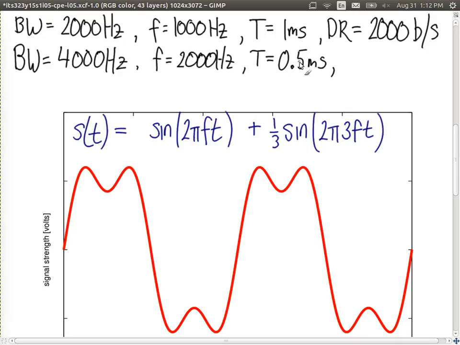And using the same signal encoding scheme, what's our data rate? In half a millisecond, we get 2 bits. So in 1 millisecond, we get 4 bits. So in 1,000 milliseconds, or 1 second, we get 4,000 bits. What's the point here? Increasing the bandwidth increased our data rate. That's the point of this example.